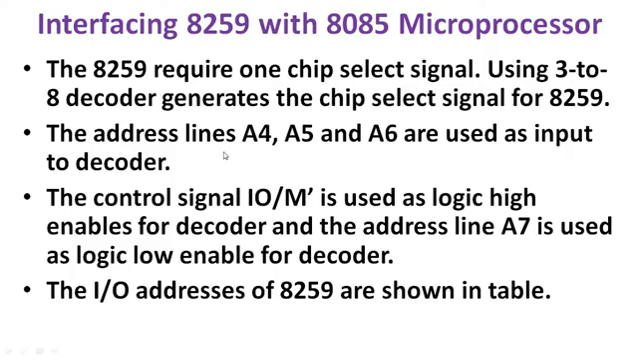The address lines A4, A5, A6 are used as input to the decoder. The control signal IO/M bar is used as logic high, which enables the decoder, and address line A7 is used as logic low to enable the decoder. Then the IO addresses of 8259 are shown in the table.